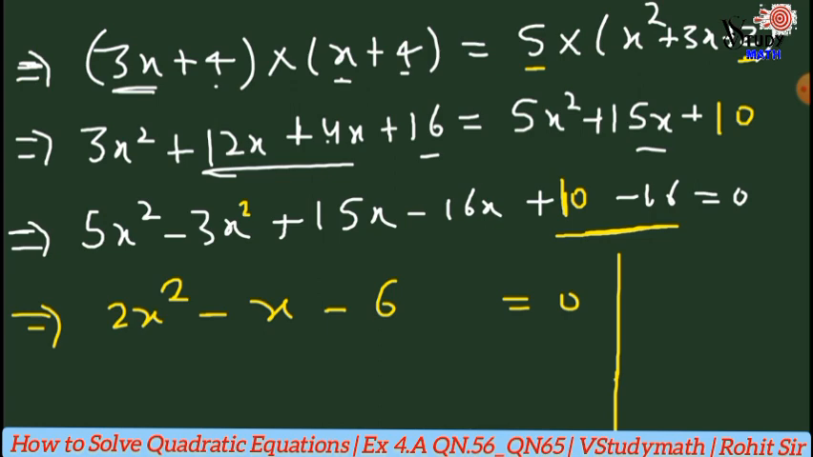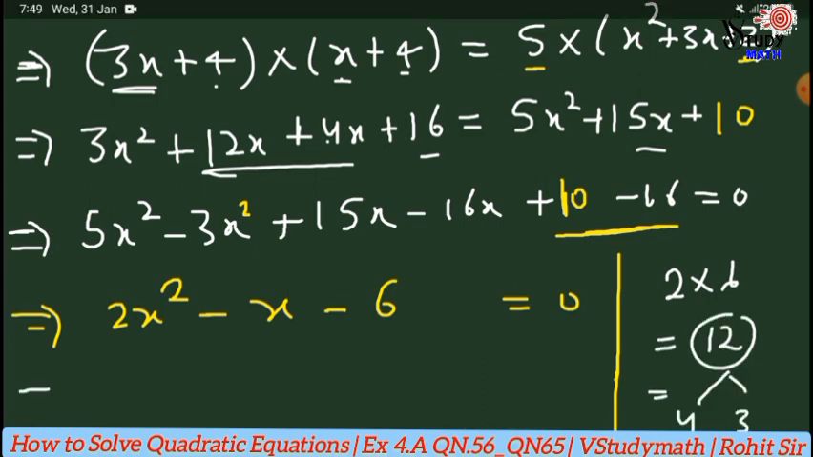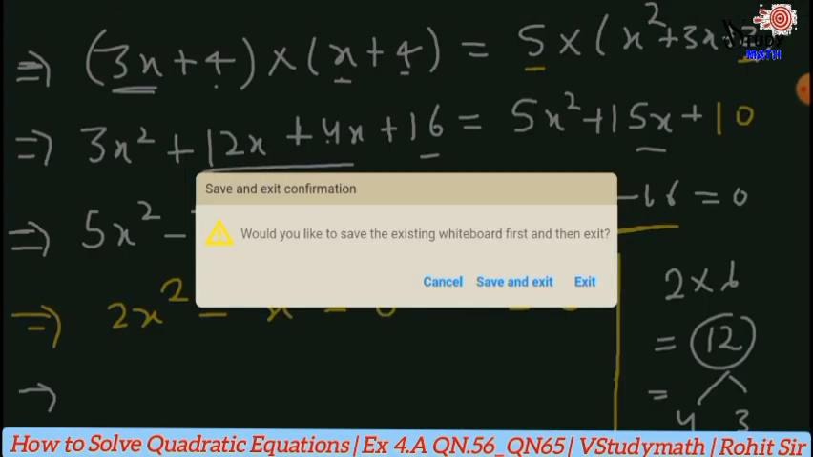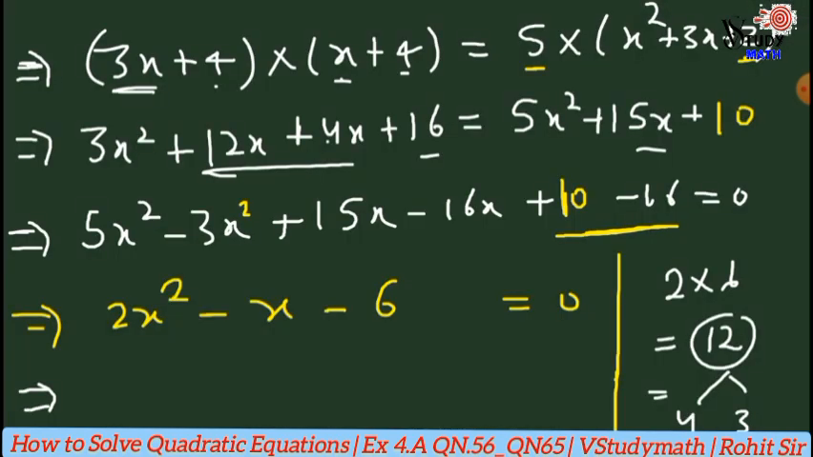Now 2 multiplied by 6, that is 12. Now we have to find two factors of 12, that is 4 and 3. And now we can write this quadratic equation as 2x² negative 4x positive 3x negative 6 is equal to 0. Now solve this quadratic equation.